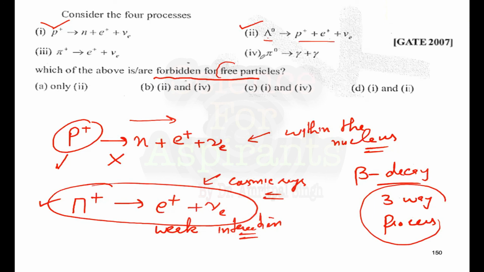And the fourth is again an allowed transition through the electromagnetic interaction. When neutral particles decay, there is formation of gamma radiation. So this is due to the electromagnetic transition, and it is allowed. We have to find the forbidden transitions. So the correct option is option D, which says 1 and 2.